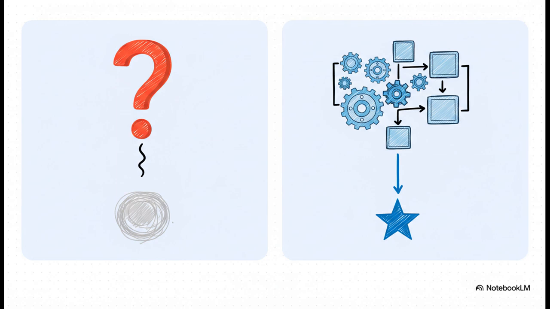So just look at the difference here. On the left, you've got your typical, everyday query. It's okay, but honestly, it's a total shot in the dark. Now look at the right. That's an agentic prompt. It's a detailed mission briefing, a complete operational design. And the difference in the quality of the output you get from these two, it is absolutely massive.